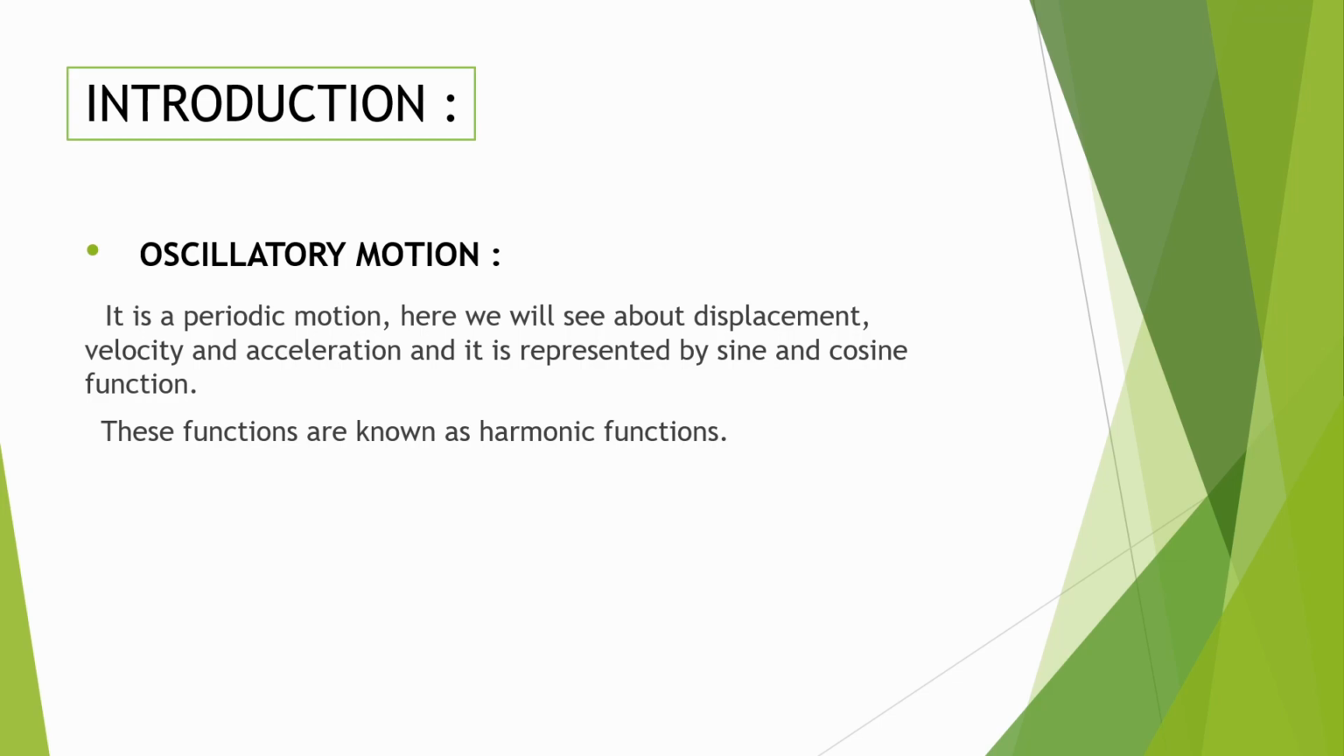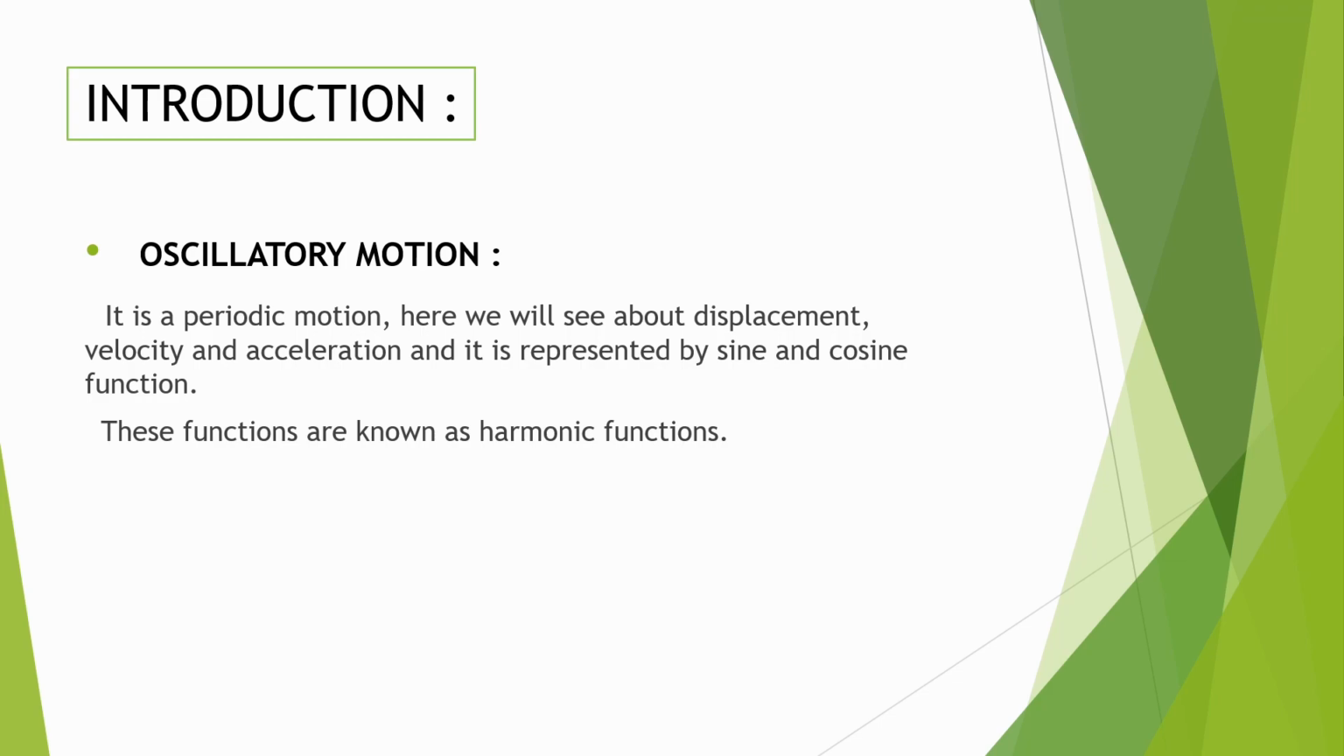The second is rotational motion. Rotational motion means the body performs uniform circular motion and rotates about an axis passing through its center. And the third is oscillatory or vibratory motion. In this chapter we will discuss oscillatory or vibratory motion. The oscillatory motion is a periodic motion.